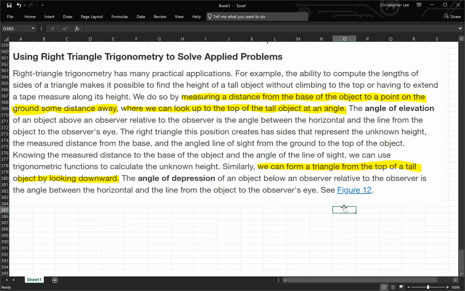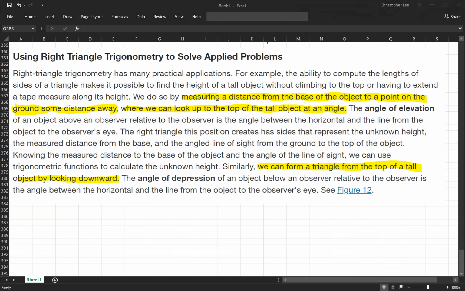Similarly, we can form a triangle from the top of a tall object by looking downward. The angle of depression of an object below an observer, relative to the observer, is the angle between the horizontal and the line from the object to the observer's eye. Let me show you what that looks like. This picture will clarify all of that.